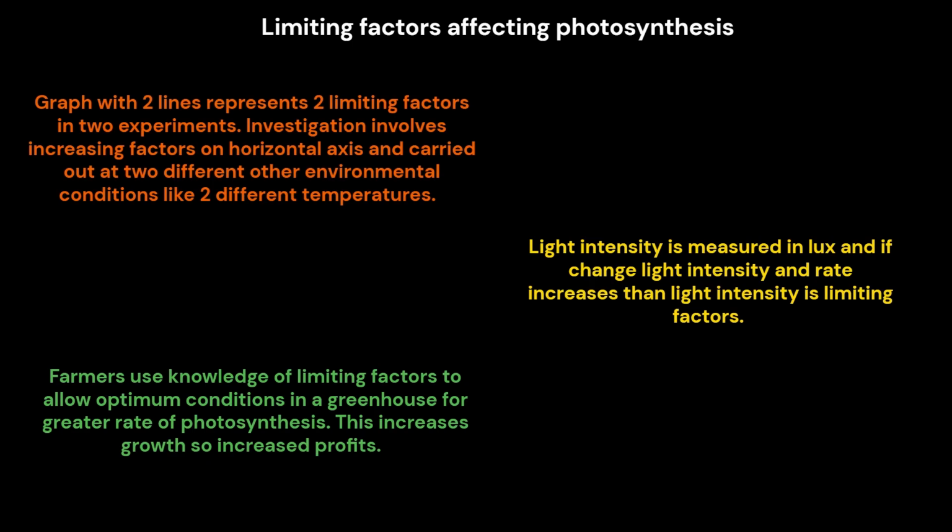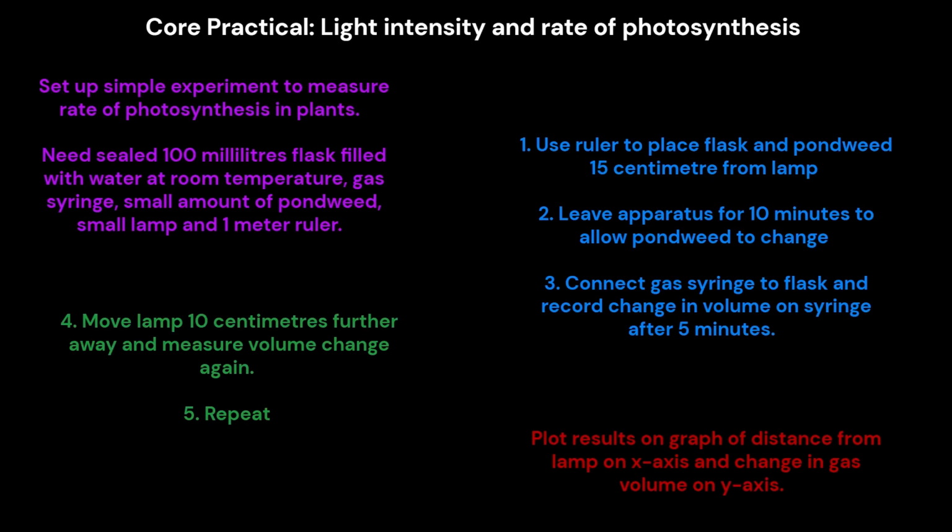Farmers use knowledge of limiting factors to allow optimum conditions in a greenhouse for a greater rate of photosynthesis. This increases growth, so increases profits. Core practical: light intensity and rate of photosynthesis. Set up a simple experiment to measure the rate of photosynthesis in plants.